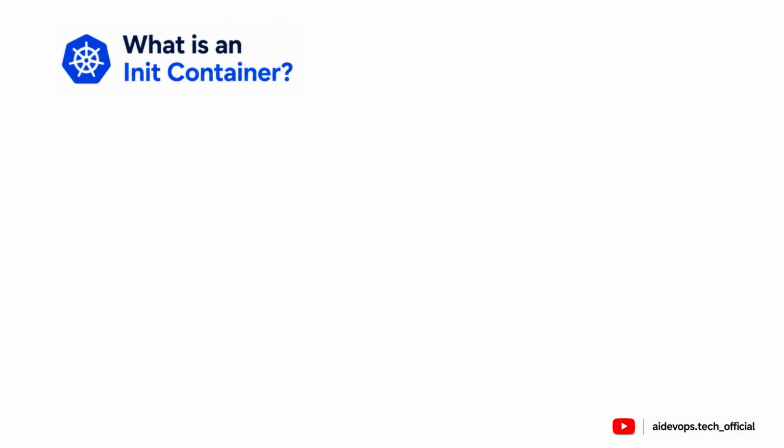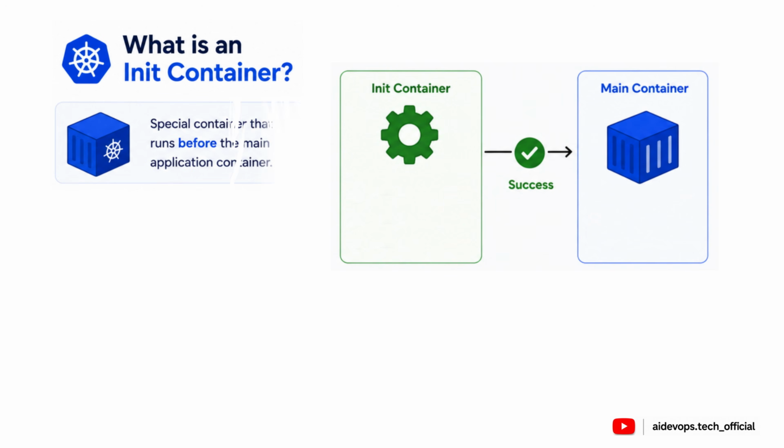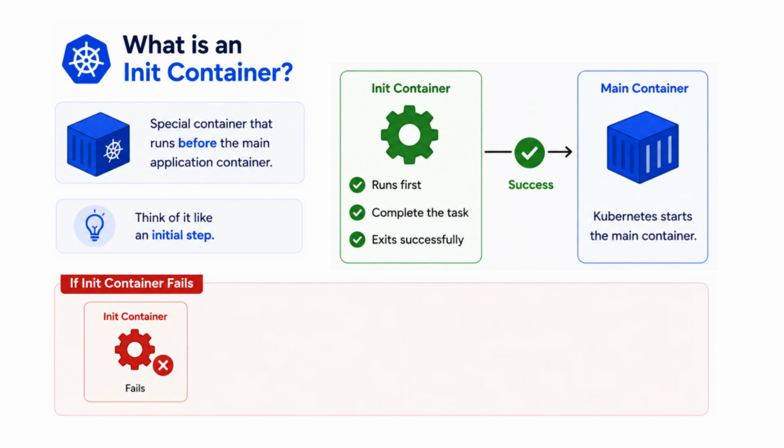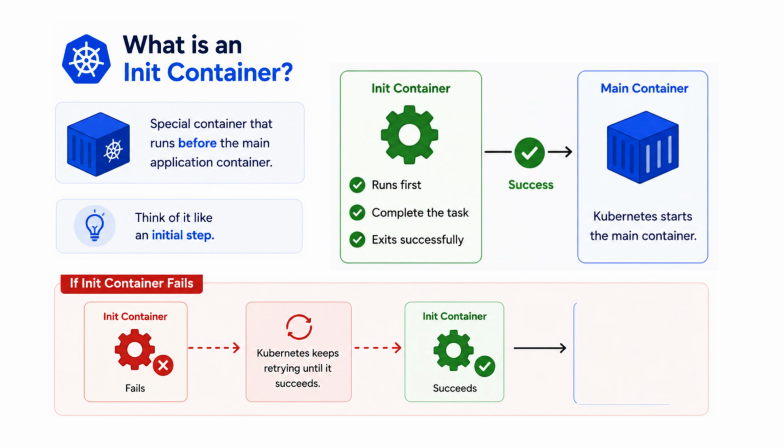So what is an init container? An init container is a special type of container that runs before the main application starts. Think of it like an initial step. The init container runs first, completes the task, exits successfully, and then after that Kubernetes starts the main application. If the init container fails, the main container never starts. Kubernetes keeps trying the init container until it succeeds.